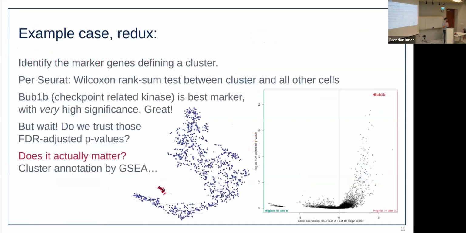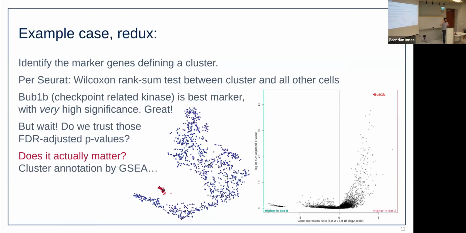Okay, so back to the example case. Do we trust these p-values? No. But does it matter? And this is in my mind the reason why I haven't gone back and run the TN test on all my data, is that personally I'm not announcing, oh yeah, BUB1b has a p-value of this and therefore it is the best marker gene.